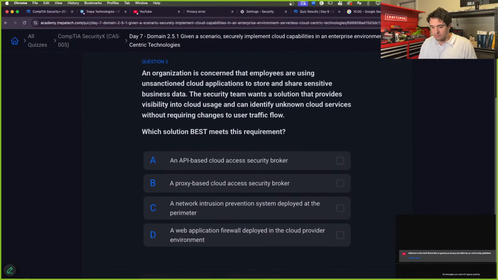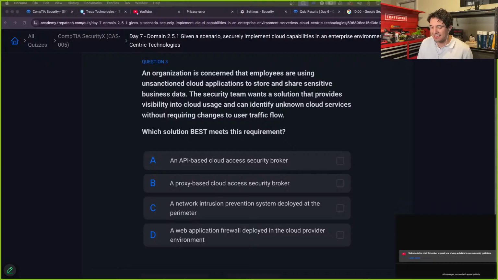Question 3. Let me type it up over here, one second. An organization is concerned that employees are using unsanctioned cloud applications to store and share sensitive business data. The security team wants a solution that provides visibility into cloud usage, so we're in CASB territory, and can identify unknown cloud services without requiring changes to user traffic flow. So it's not going to be inline. Which solution best meets this requirement?